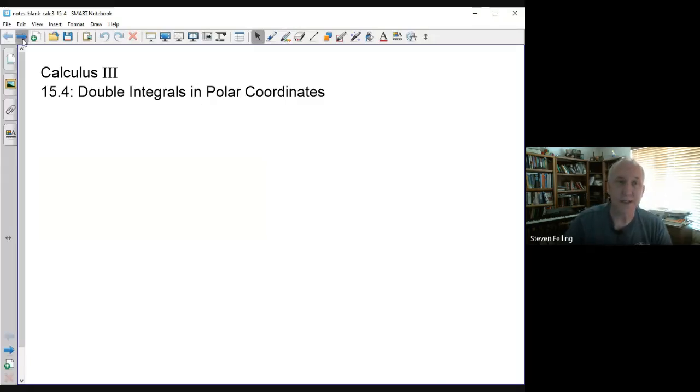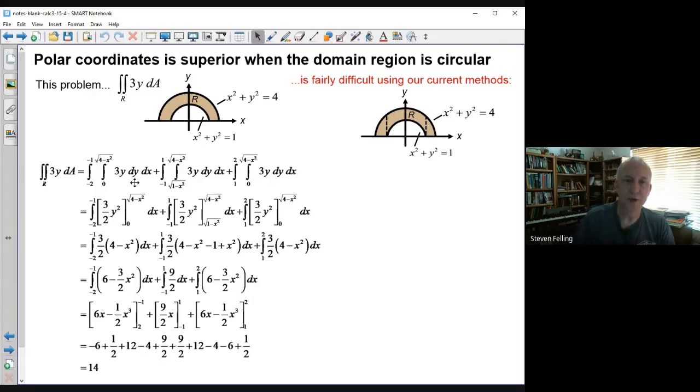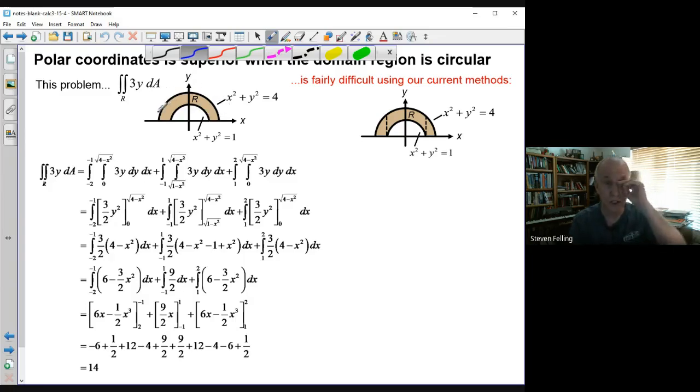So here's a problem. Let's say that we wanted to find the area of this two-dimensional region here that's shaded in brown. It's got these two rings here. One is defined by the positive y portion of the circle x squared plus y squared equals 1, and this one is x squared plus y squared equals 4, so a radius 1 and a radius 2 circle. We want to take the double integral of 3y. So we have some function that varies with y, and we want to take the integral over this region, right?